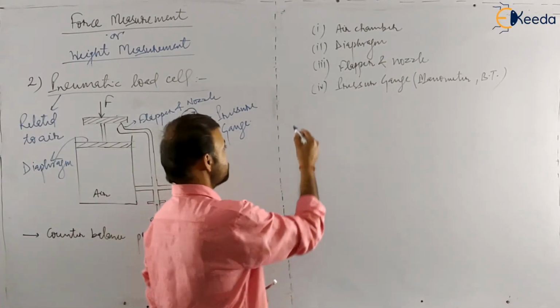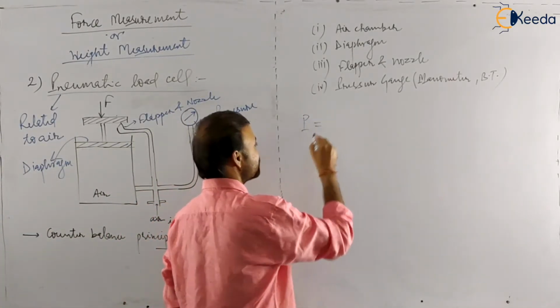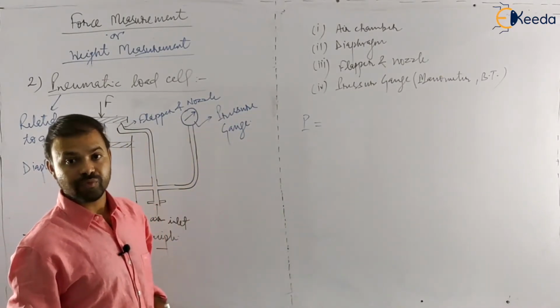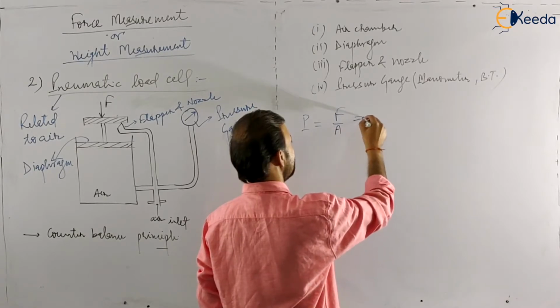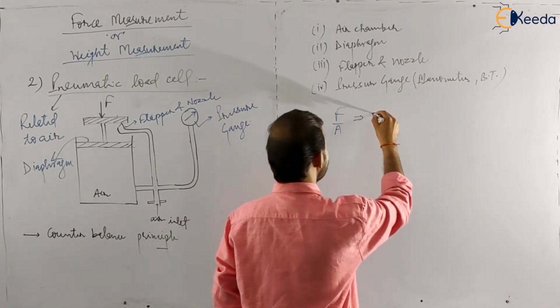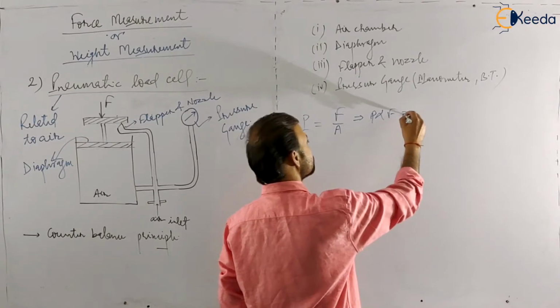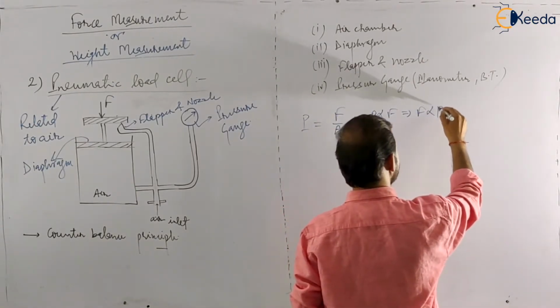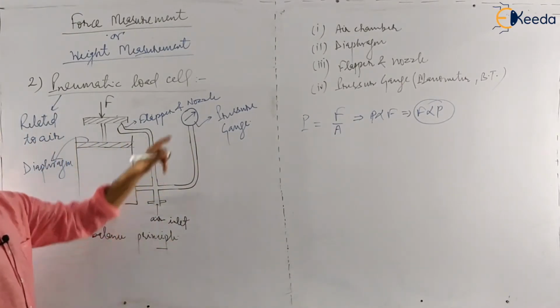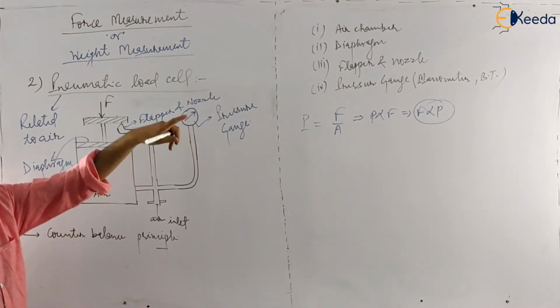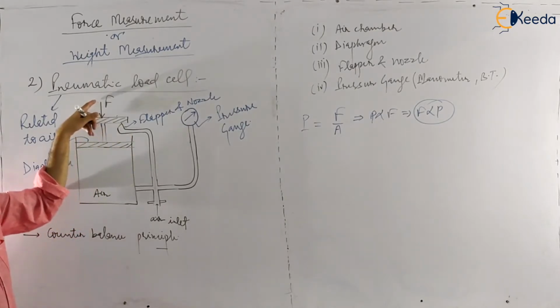We know the same principle as in the case of the hydraulic load cell: pressure is equal to force upon area. So pressure will be directly proportional to force, or force will be directly proportional to pressure. That pressure is measured here and calibrated in terms of the force applied here.